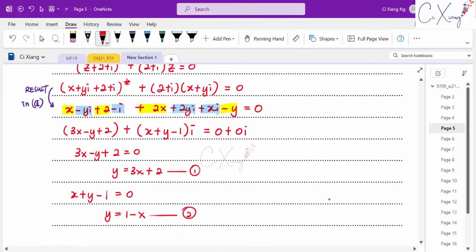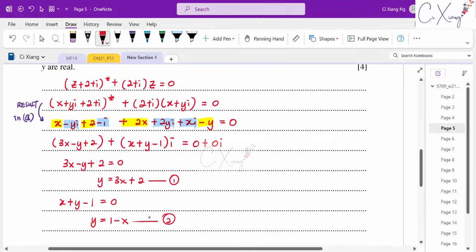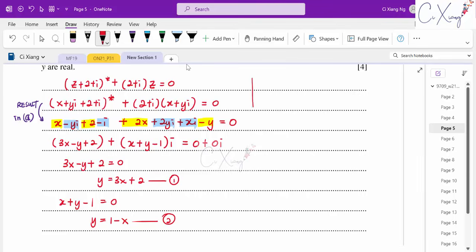Alright, so I think from these steps onwards, it is quite obvious. If you want to solve this equation to get the values for x and y, you have to solve them simultaneously. So how to solve them simultaneously? You can let equation number 1 equals to equation number 2. So 3x plus 2 equals to 1 minus x. So 4x equals to negative 1, and your x is equals to negative 1 over 4.